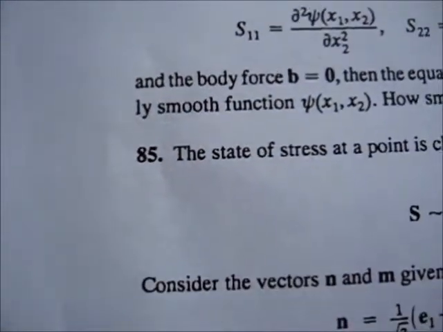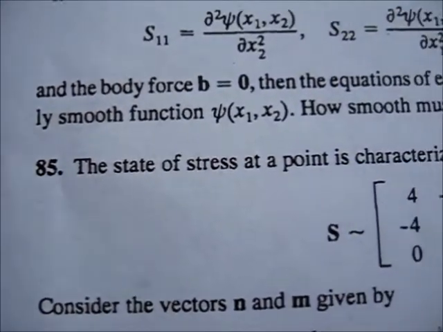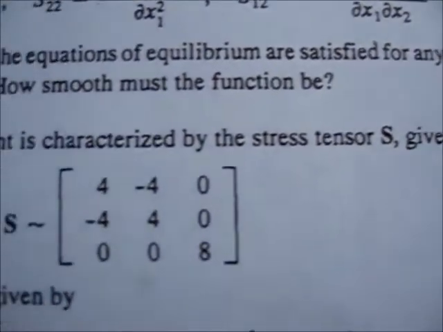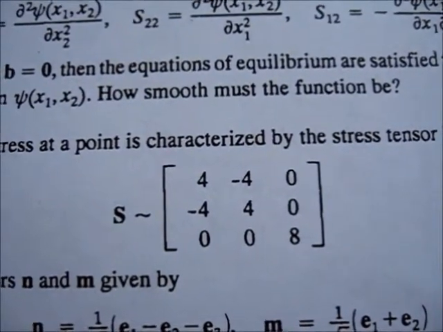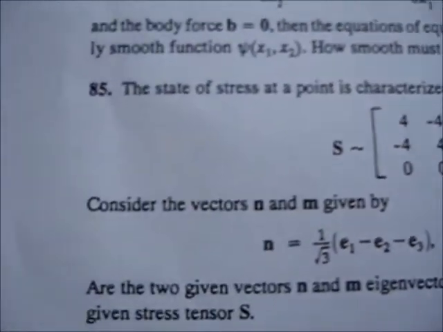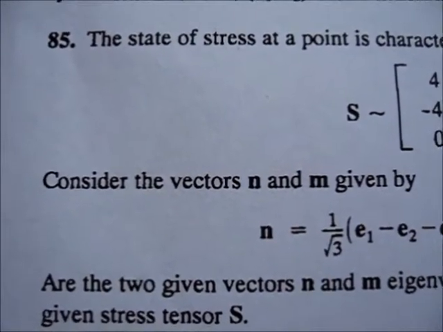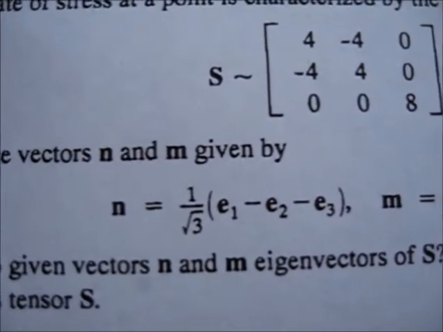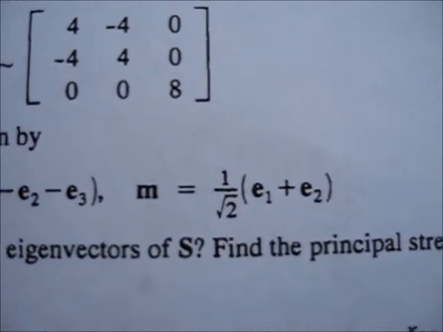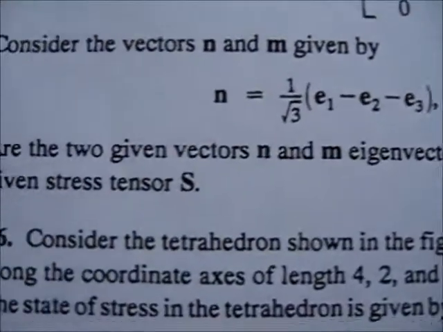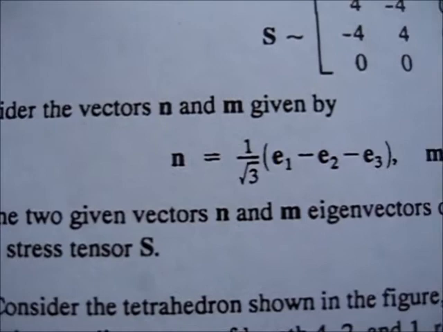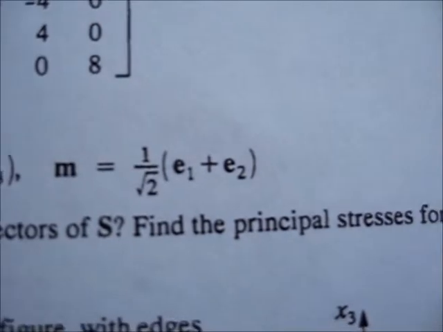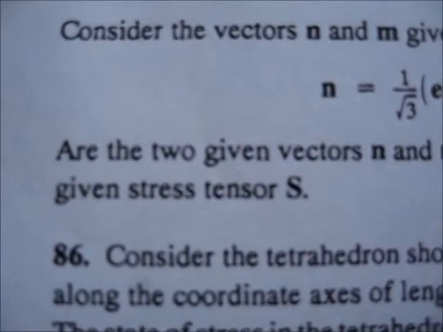Problem 85. The state of stress at a point is characterized by the stress tensor S, given below. This is tensor S. Now consider the vectors n and m given by. This is vector n and this is vector m. Are the two given vectors n and m eigenvectors of tensor S? Find the principal stresses for the given stress tensor S.